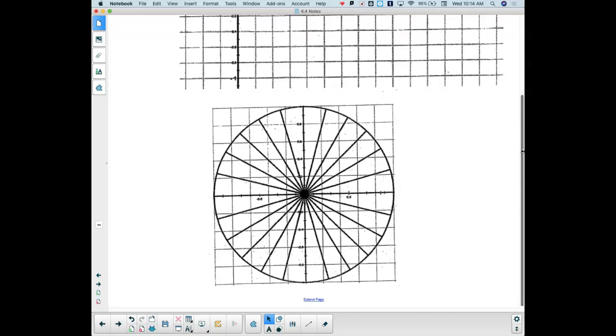Which one? Y, because I heard of both. Okay, so sine is y on the unit circle.